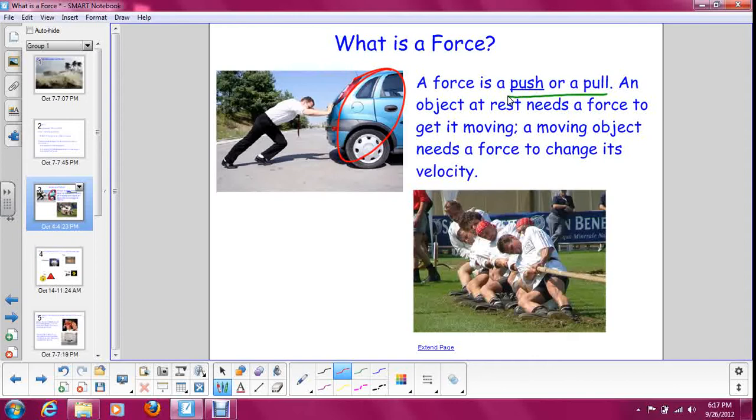On the other hand, a moving object needs a force to change its velocity. So these guys down here playing tug of war, if they want to change the velocity of the other team so that they can have the advantage, they need to apply a force. They need to pull.